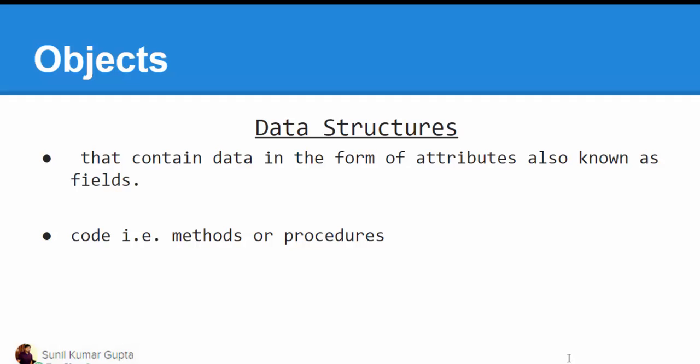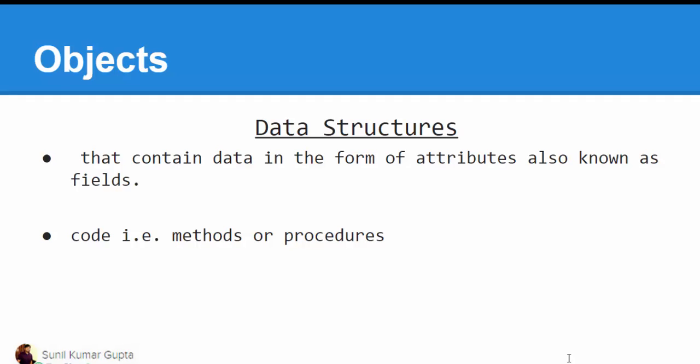So what is an object? When we are going to consider everything as an object, then what is an object? The basic definition is that objects are data structures that contain data in the form of attributes, also known as fields. What does this mean? It means that objects are entities that contain data in the form of attributes. Suppose you have a pen, then it will have some attributes like the pen color, the ink color, and the type of pen. So these are the attributes of a pen.